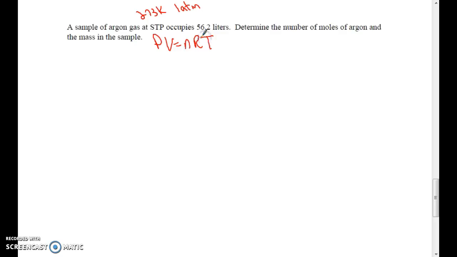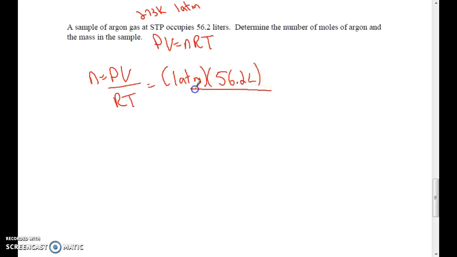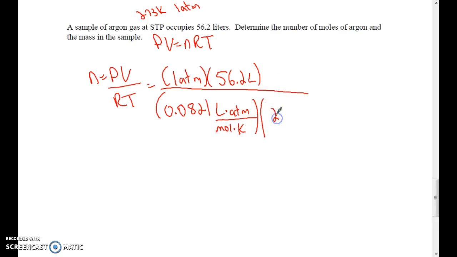Okay, so what we can do, we have PV equals nRT. n equals PV over RT. We want to solve it for moles, so we rearrange it, divide both sides by RT, and what you get is 1 atmosphere times 56.2 liters, divided by R, 0.0821 liters atmospheres per mole K, and that gets multiplied by the temperature since it's standard temperature.